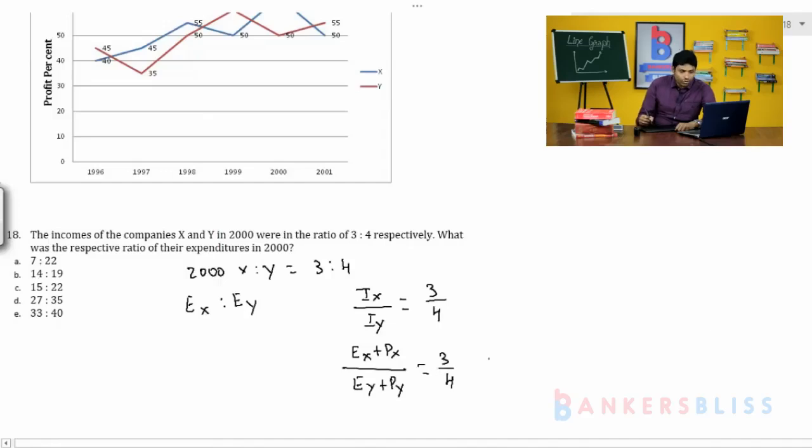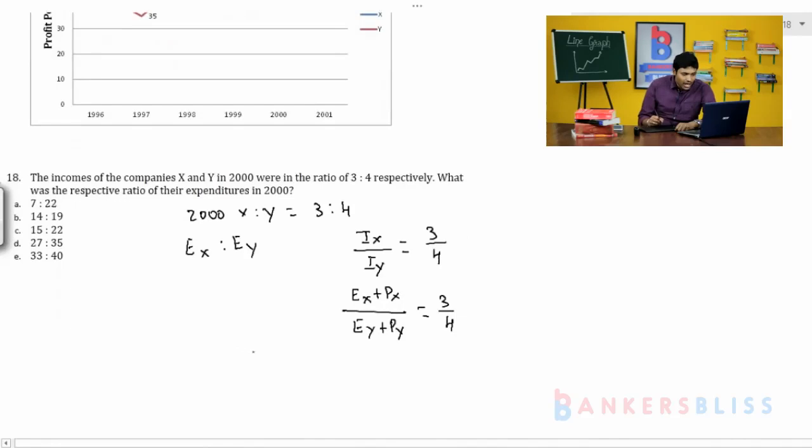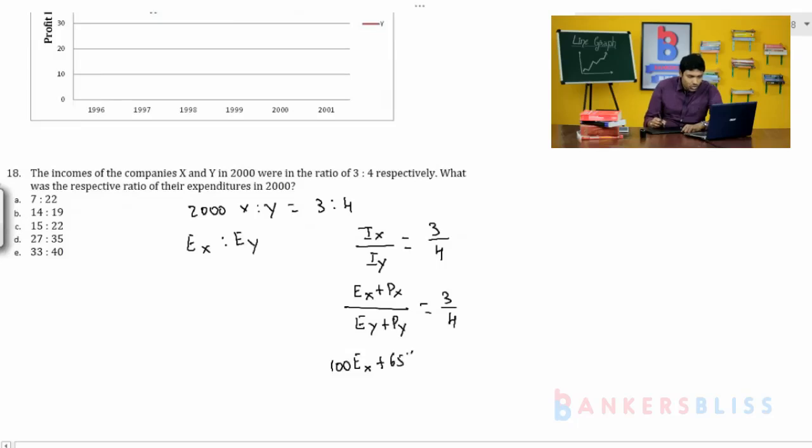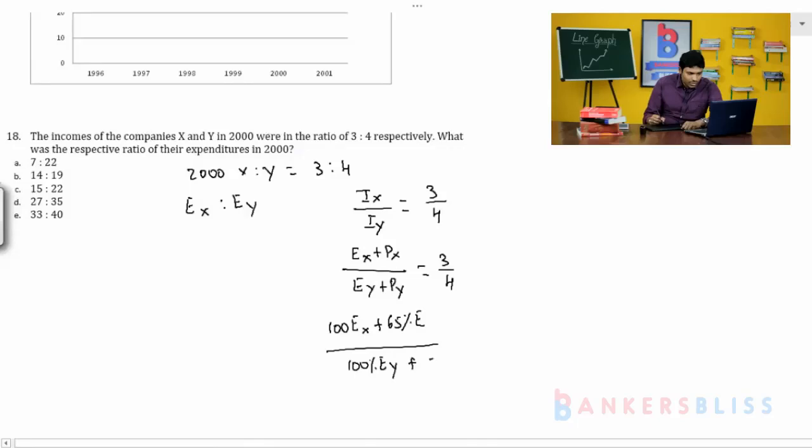So, expenditure of profit in terms of percentage: if I take 100% EX, 100% EX plus what is the profit of X in the year 2000? In the year 2000, the profit of X is 65%. So 65% of expenditure X, divided by 100% expenditure of EY plus profit of Y in the year 2000, that is 50% of EY. That is equal to 3/4.